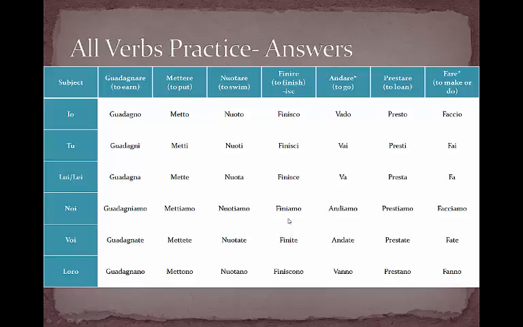Moving on. Mettere means to put. Metto, metti, mette, mettiamo, mettete, mettono. Once again, we see the stem, M-E-T-T, and we add our respective endings on. Since it's an ERE verb, obviously we have an E for the third person singular, and an E-T-E, and an O-N-O for the final two.